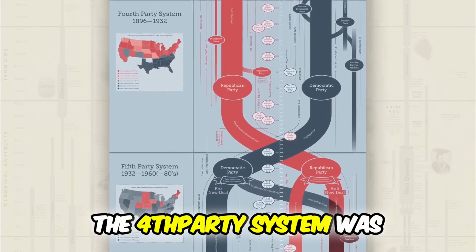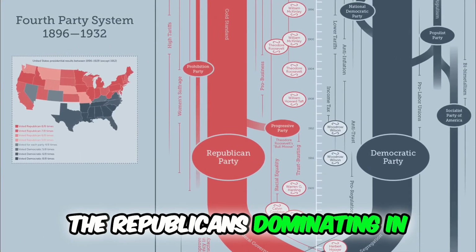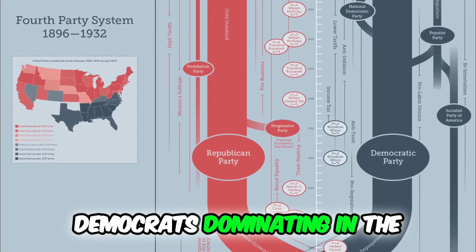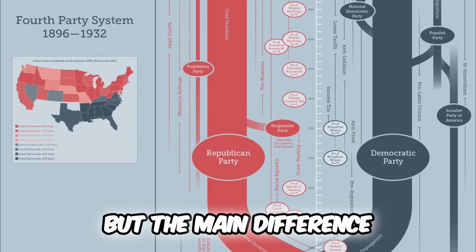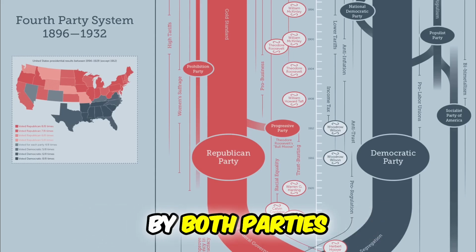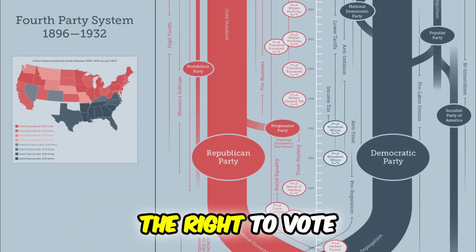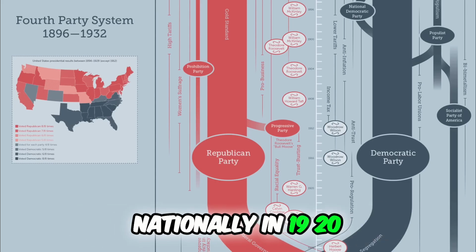The fourth party system was a lot like the third, with the Republicans dominating in the North and the Democrats dominating in the South. But the main difference was the increasing focus on progressive issues by both parties. For example, this was the period when women fought for the right to vote, which they were granted nationally in 1920.